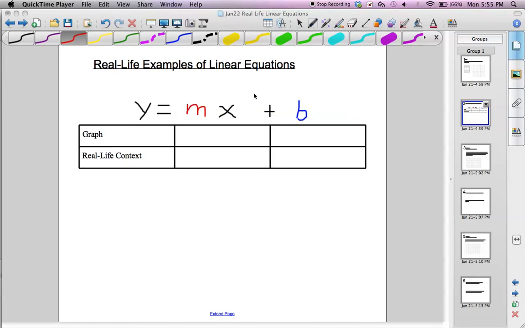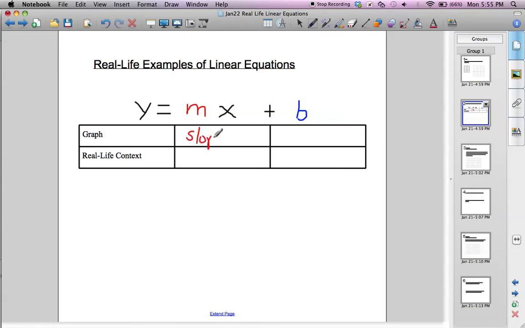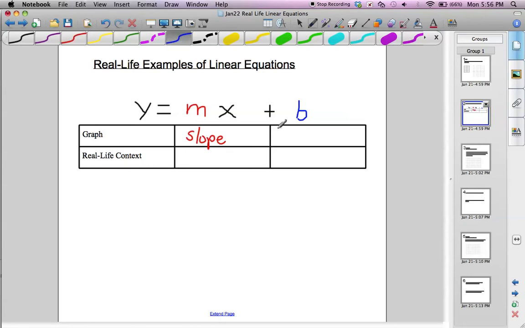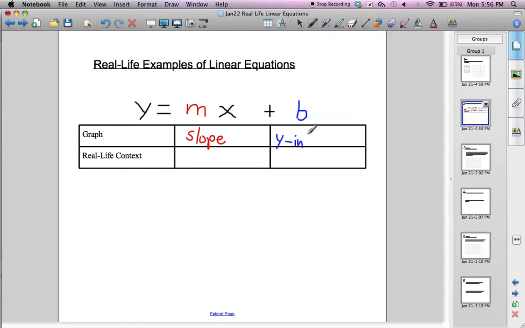Hello, this is Mr. Collier, and today we're doing some real-life examples of linear equations. If we look at the slope-intercept formula for the equation of a line, it's y equals mx plus b. And remember, the m stands for the slope, and b stands for the y-intercept.